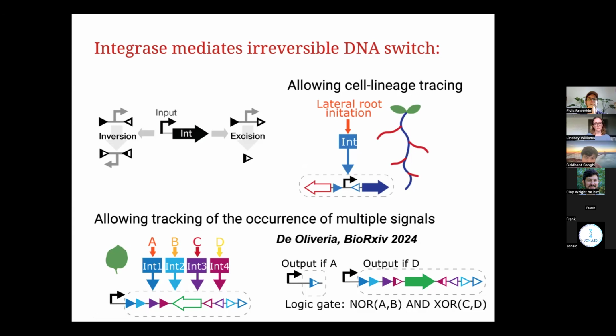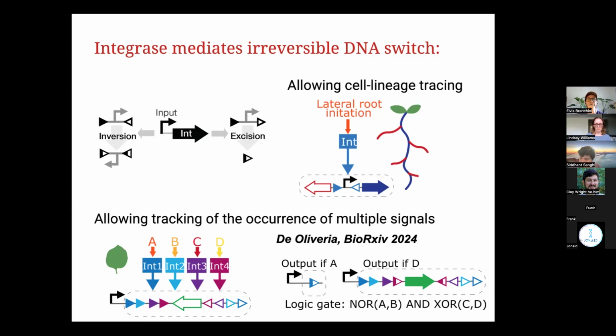Basically, how that works is that when you have the input A or the input B, you will have excision of these genes, because those two blue pairs of integrase sites are in the same orientation, so you will have excision of the whole cassette.